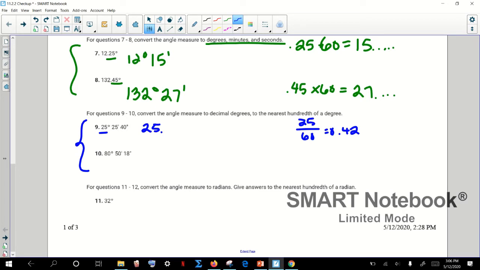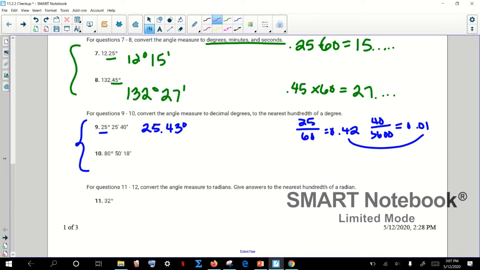Now I'm going to have to do the same thing with my seconds, except instead of dividing by 60, we divide by 3600. So 40 divided by 3600 gives me 0.01. If I add these two numbers together, I get 0.43. So my final answer is 25.43 degrees.